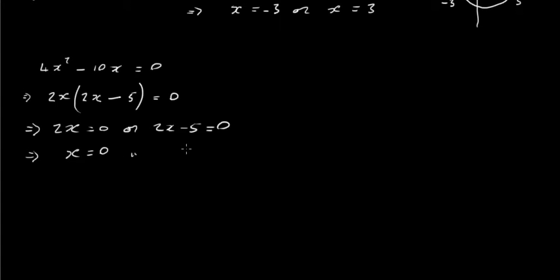Now, on this side here, we can add 5 to both sides, so we get 2x is equal to 5. And then here, divide by 2, so you get x is equal to 5 over 2. So in this particular case, our two solutions are 0 and 5 over 2. Okay, so that's another type you can do.